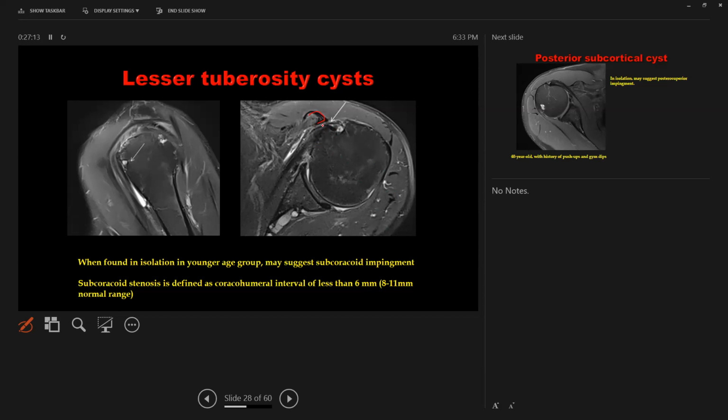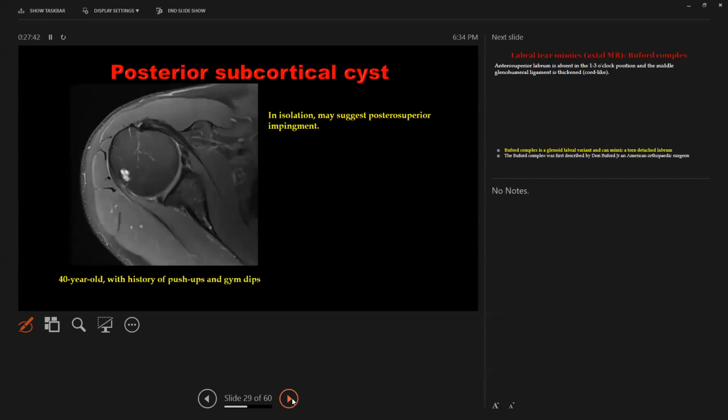It's controversial how much the space should be. They say anything less than 6 millimeters can be pathological, and this can lead to subscapularis tendinopathy and subcoracoid impingement. So when you see isolated cystic changes within the lesser tuberosity, think about subcoracoid impingement and see if there is any reduced space.